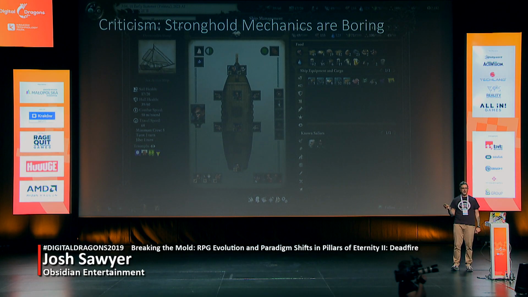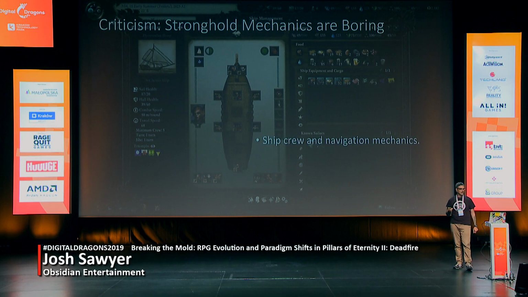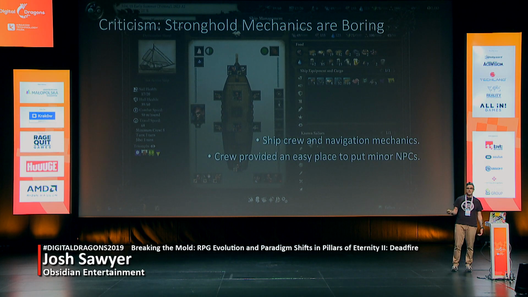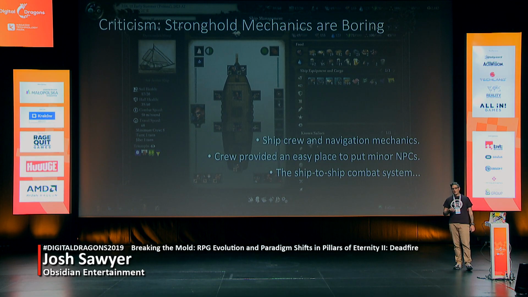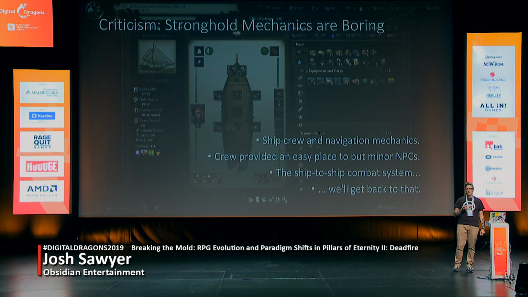Also, can't argue with that. They weren't that interesting. So we added a ship crew and navigation mechanics. That was relatively straightforward. The crew was an easy place to put NPCs that you found. For example, if you had a quest that ended, an NPC might join your crew as a reward. That seemed like a really cool, neat thing to do. And then we got into the ship-to-ship combat system, which is, again, one of the more controversial things that we added, and we're going to talk about that later.